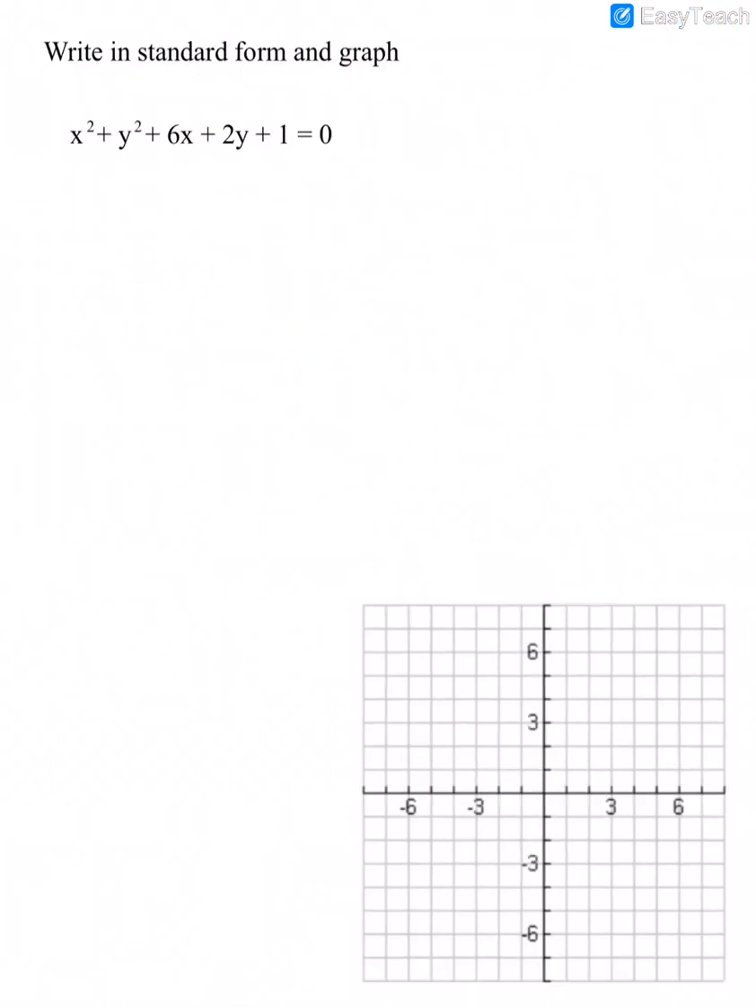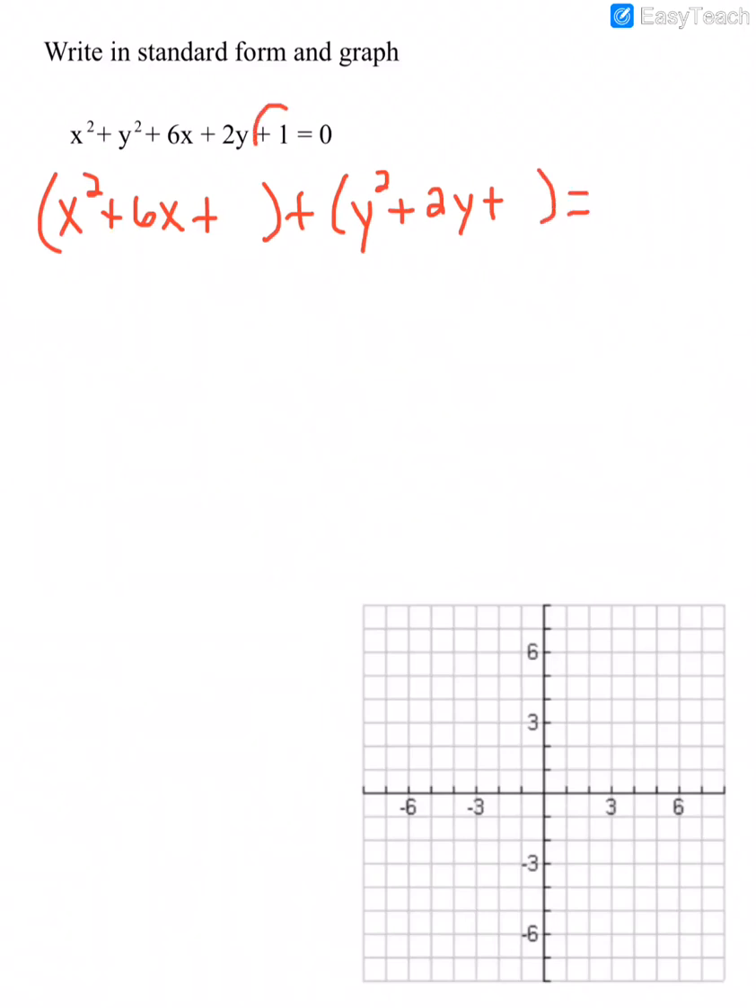Okay, so we need to go through those steps again. We're going to get our x's together, so we have x squared plus 6x plus something we don't know yet, and then our y squared plus 2y plus something. Equals, we take whatever our constant is and move it over to the other side of the equation. To move that +1 over, we subtract it, so we get a -1 on the other side of the equation. All right, let's figure out what we need to add to each group.